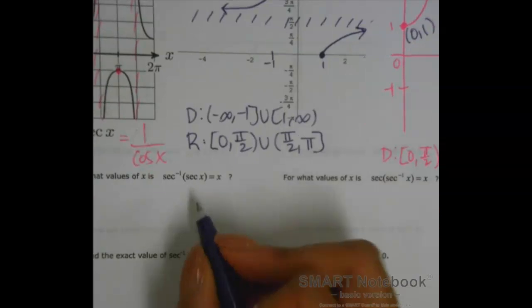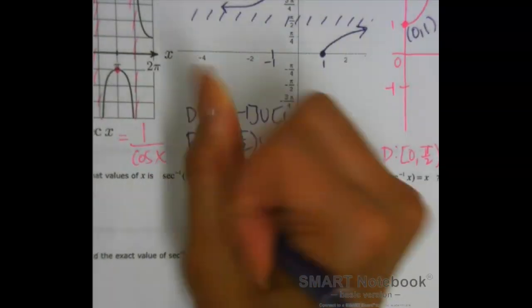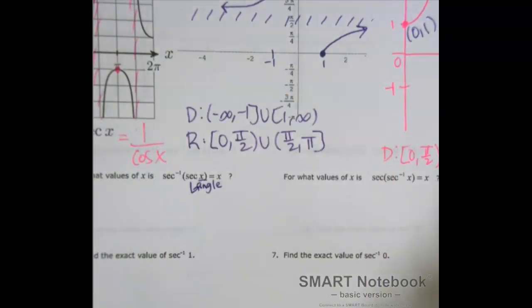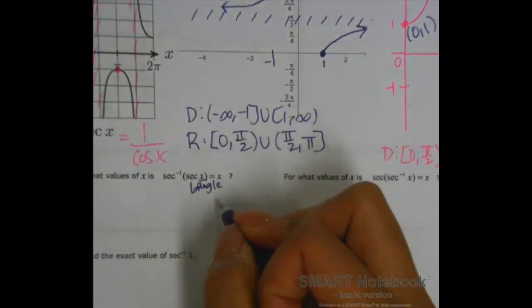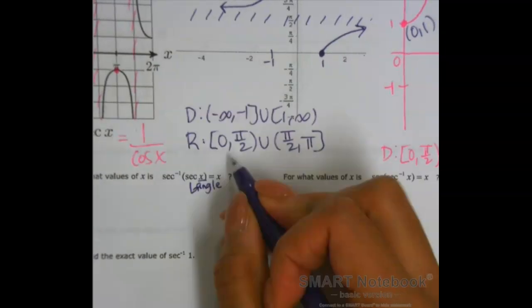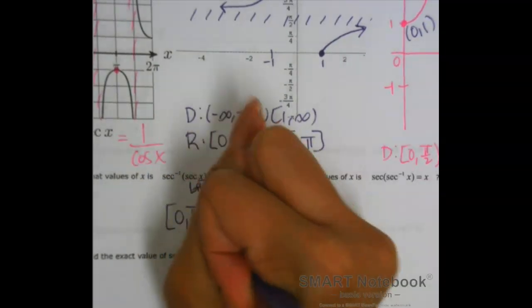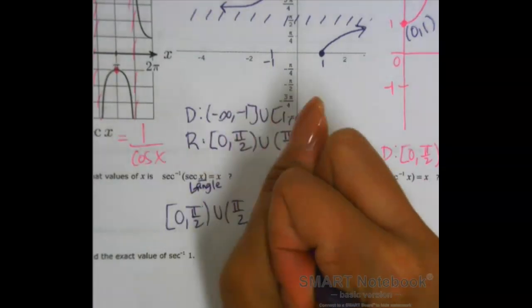I'm just going to draw this out. When you have secant of some angle, so this x should be some kind of angle, secant should be right next to it. When you have secant of some angle, your range, which is what we're looking at, should be between 0 and pi over 2, and then pi over 2 to pi.